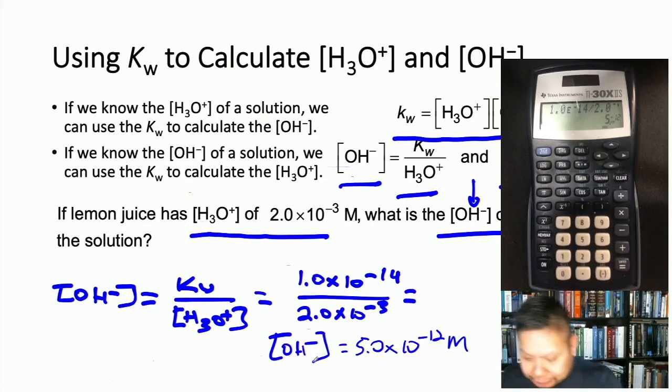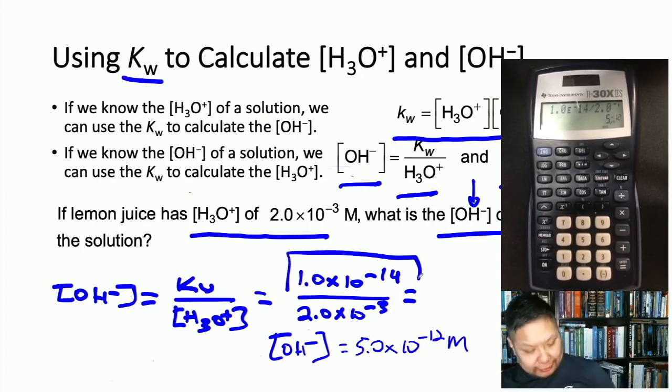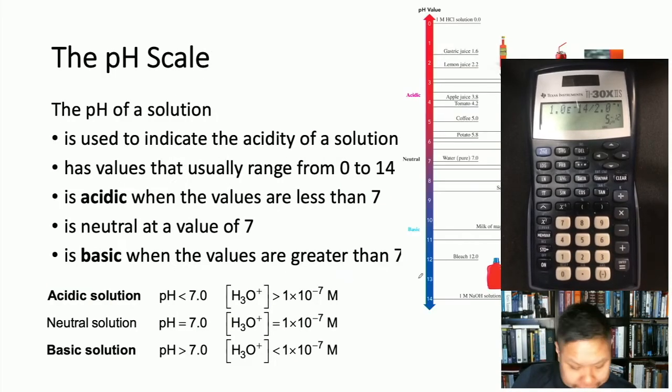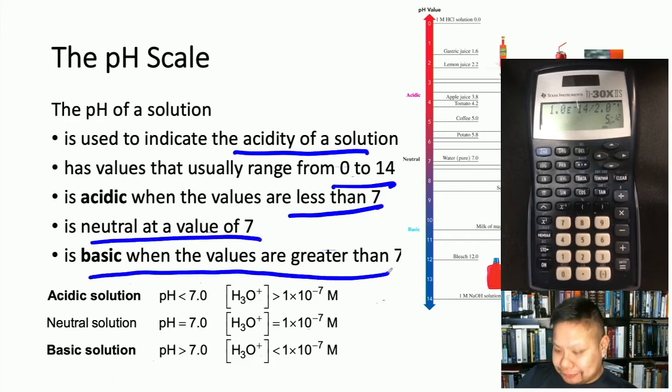So now that we've established what Kw is, and you know that Kw is 1 times 10 to the negative 14, we can talk about the pH scale. This is where the pH scale comes from. So the pH scale is used to indicate the acidity of the solution, right? It ranges from 0 to 14. Why? Because of Kw. And acidic solutions are ones that have pHs less than 7. Neutral is at 7. And basic solutions are greater than 7, right?